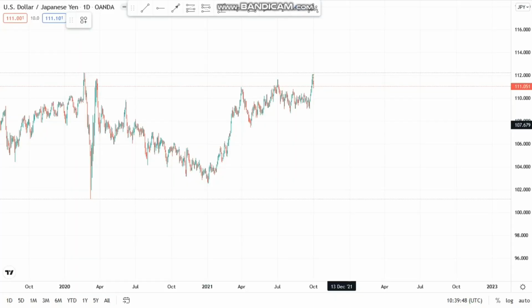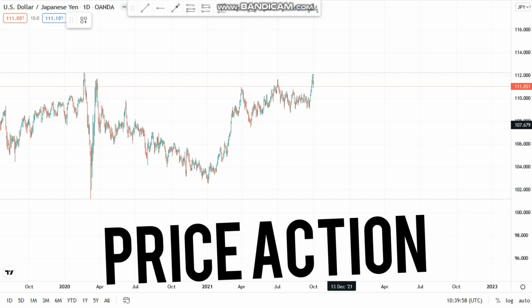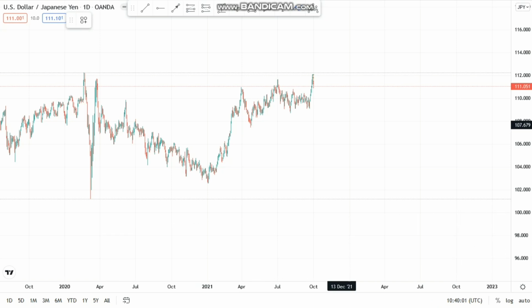Now friends, what we are seeing on the screen right now is a chart of US dollar Japanese yen. Now we are going to use price action to analyze the historical moves of the price, meaning that we are going to see where the market price came from, where the market price is, and where the market price is expected to go in the future.